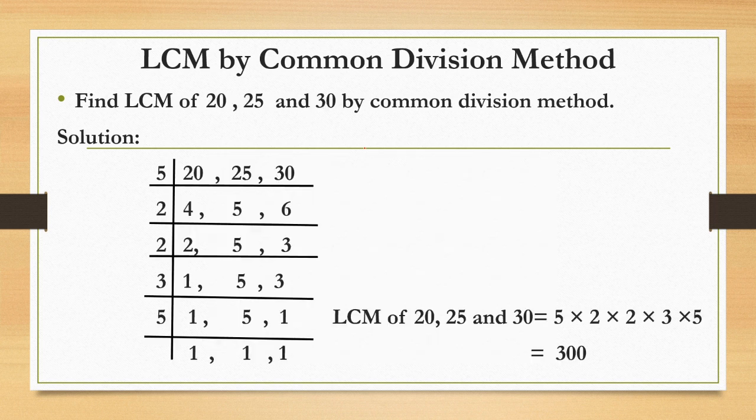Now moving on, we will find LCM of three numbers by common division method. So we are going to find LCM of 20, 25 and 30, sorry. First we are going to divide these numbers by 5, because we know that all these numbers are divisible by 5. After division by 5, here we get 4, here we get 5, here we get 6. Now we know that 4 is divisible by 2, 6 is divisible by 2, but is 5 divisible by 2? No, 5 is not divisible by 2.